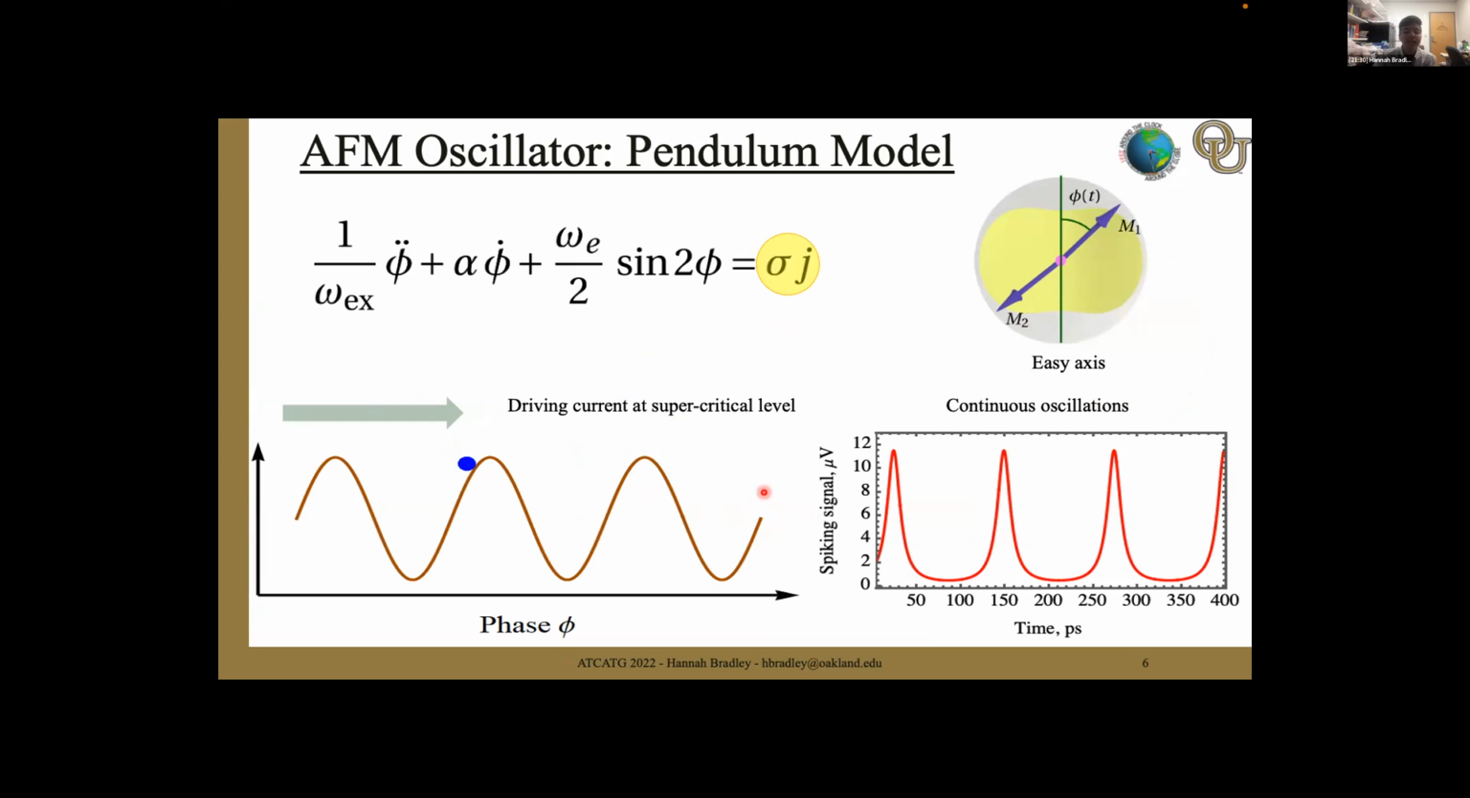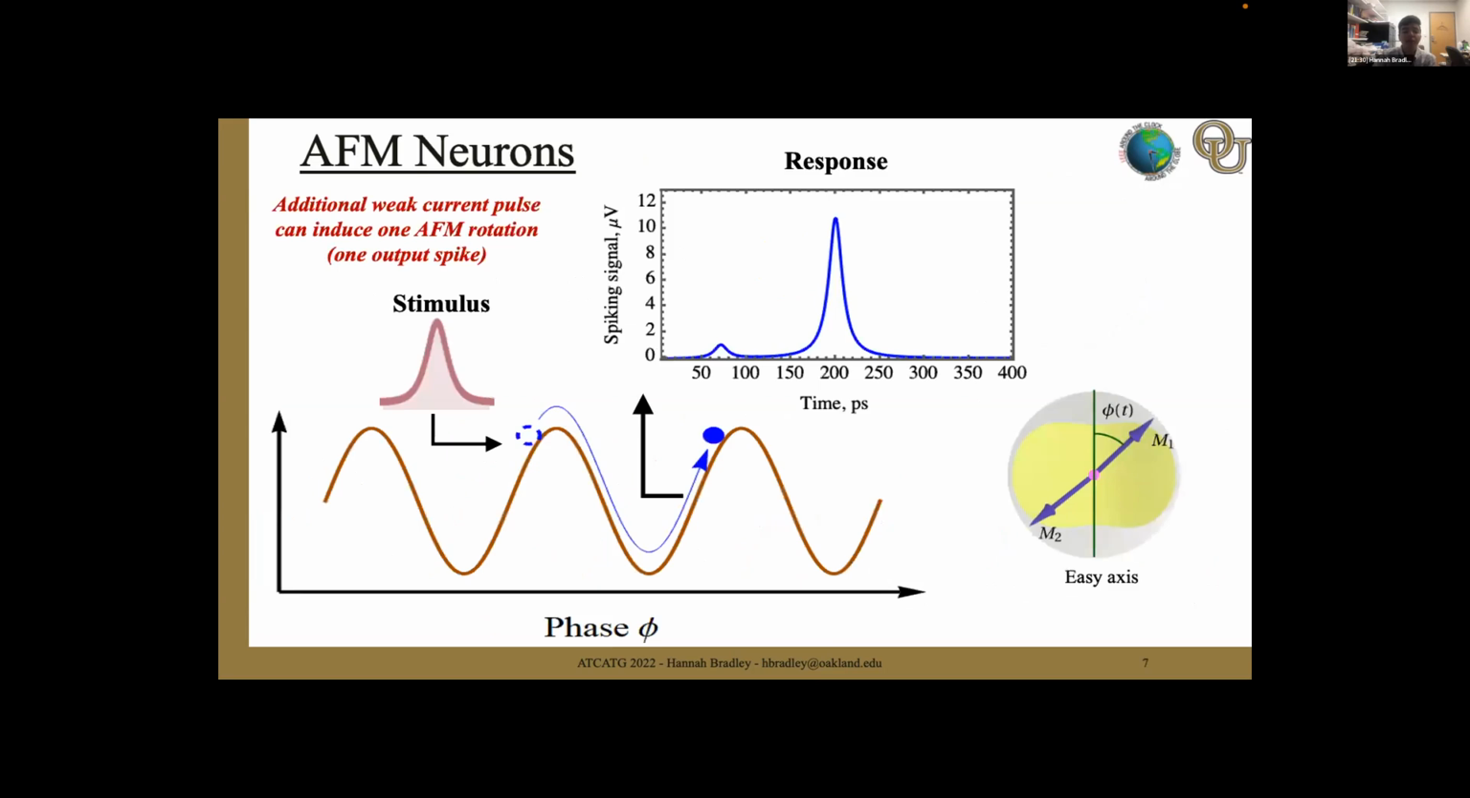But let's consider the case where the current is at a subcritical level and not enough to send it into oscillation alone. With an additional pulse of current, the oscillator can act like a neuron, overcoming the energy barrier and causing a single oscillation. At the bottom of this sinusoidal path, the change in the angle phi is the fastest, which results in an output spike due to spin pumping.